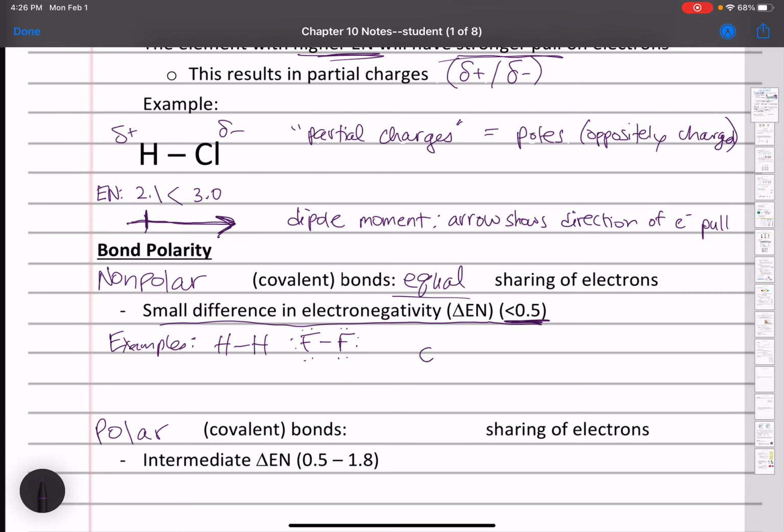All right, here's another example. This is an example of a molecule that has polar bonds, but is not polar itself. So CF4, get all my lone pairs in here.